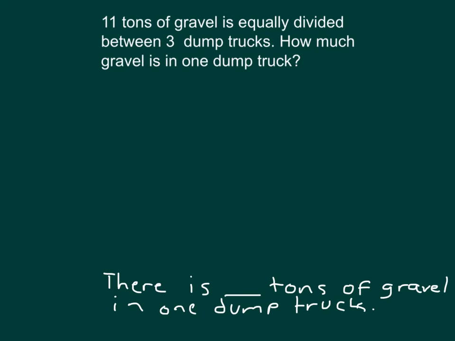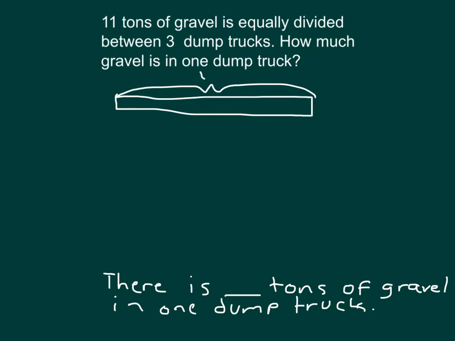All right, so we have 11 tons separated into 3 dump trucks. So we can have our bar model, and our bar model in this case is that 11 tons, and we're dividing it by 3. So our expression is 11 divided by 3. We're dividing this into 3 equal parts. 11 divided by 3 can be expressed as a fraction, as 11 thirds. Also can be expressed as a mixed number.